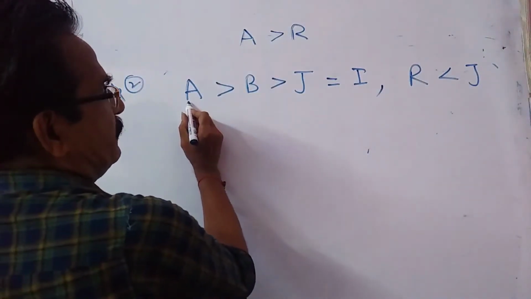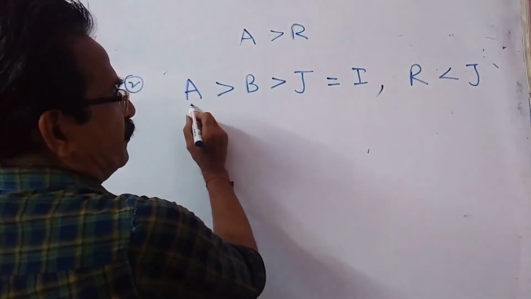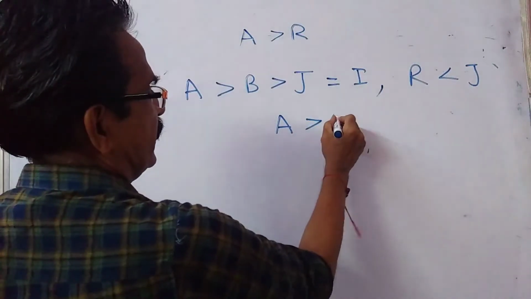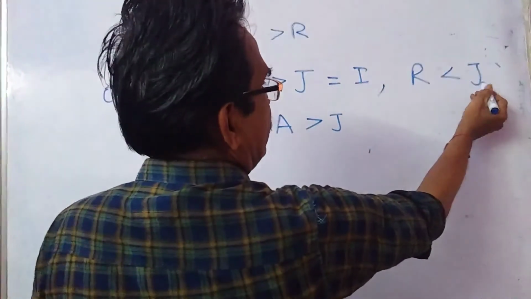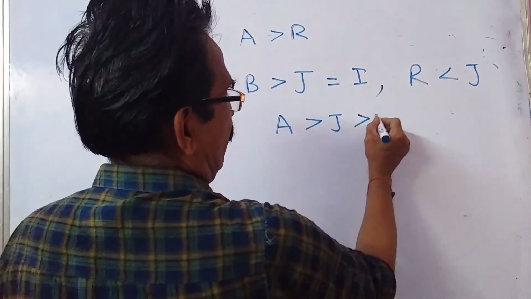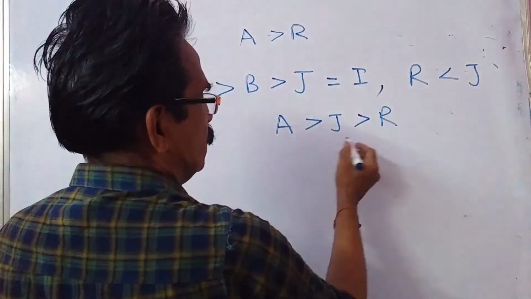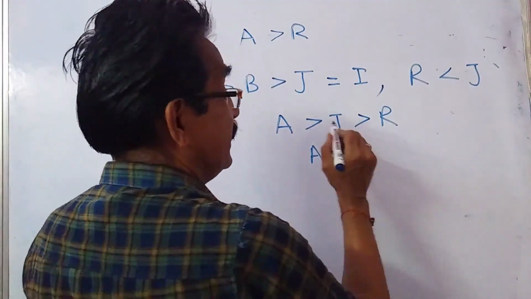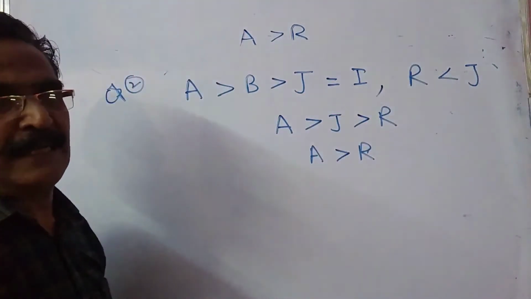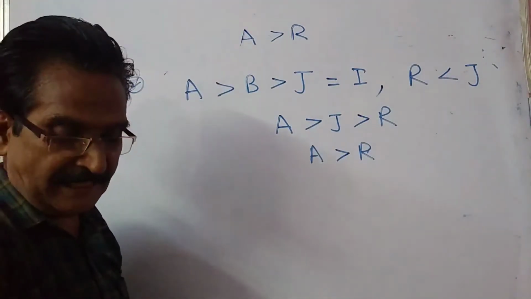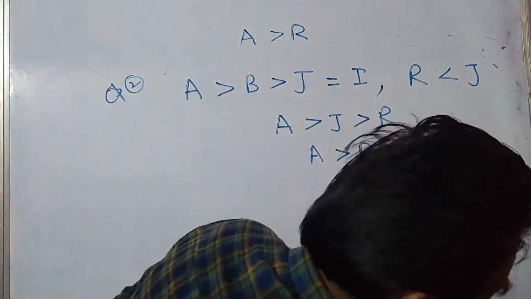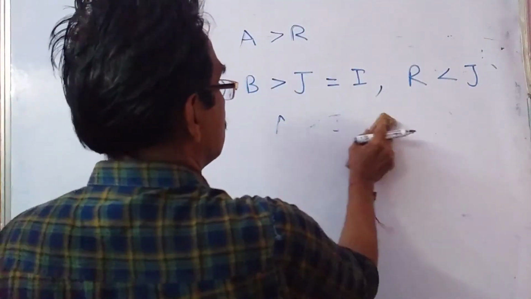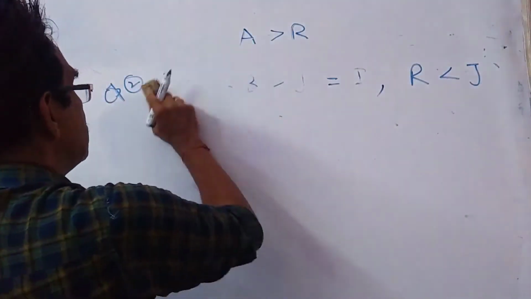So from the first statement, A greater than J. Here, J greater than R. So combining these two relations, we are getting A greater than R. But we want the option where A greater than R does not hold good. So the second option is not correct.